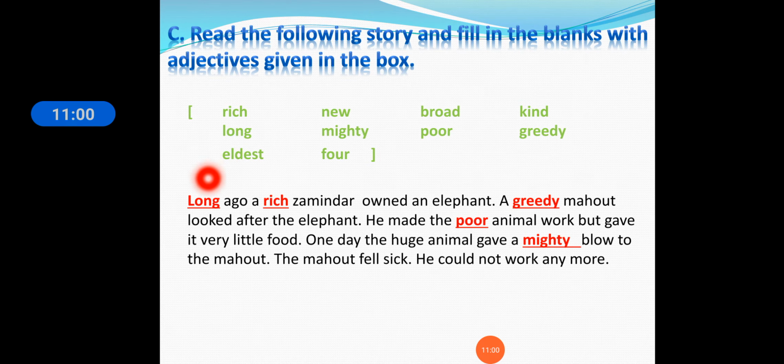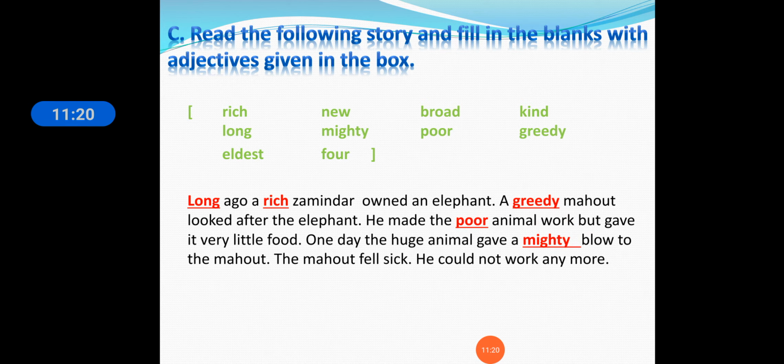Long ago. So long ago a rich zamindar. So how was the zamindar? Rich. How was the mahout? Mahout was greedy. Greedy means lalchi. Okay, and how was the animal? Animal was poor. Okay, and he gave a mighty blow. So how was the blow? Mighty. जोर से दिया था.